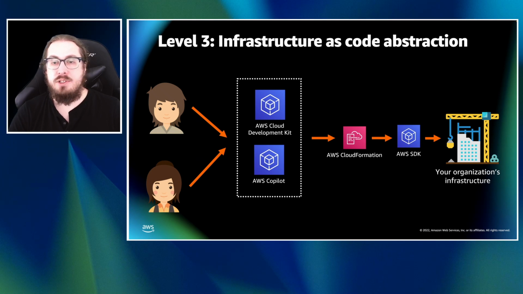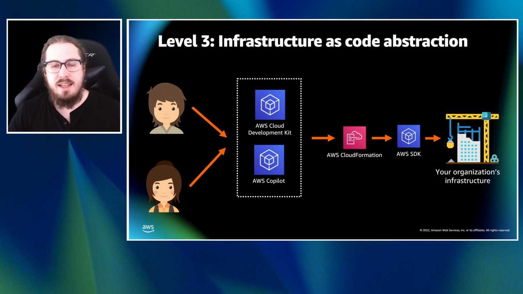An idea behind infrastructure as code abstraction is that you have another layer between you and your infrastructure as code. So developers, rather than writing that grocery list manually, can talk to AWS Cloud Development Kit, AWS Copilot, or another abstraction tool, which then creates the grocery list, so to speak, for AWS CloudFormation. And then CloudFormation goes out and creates those resources using the AWS API and SDK. And the end result is you have your organization's infrastructure.